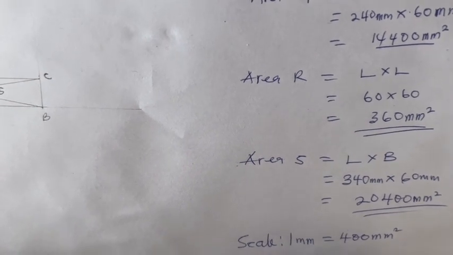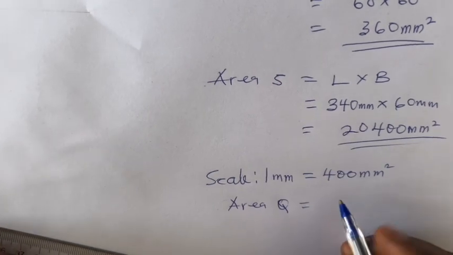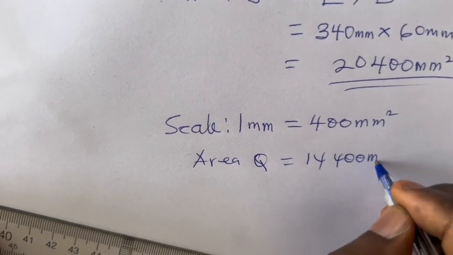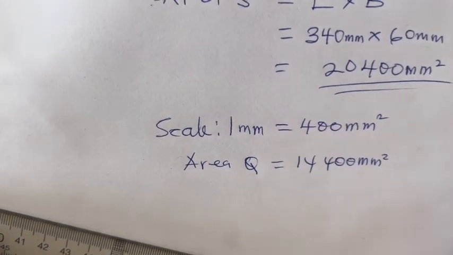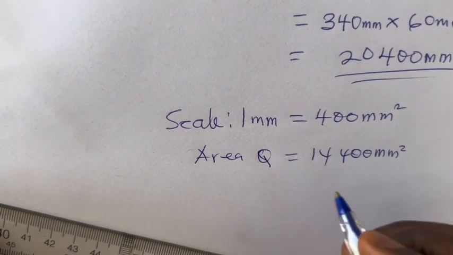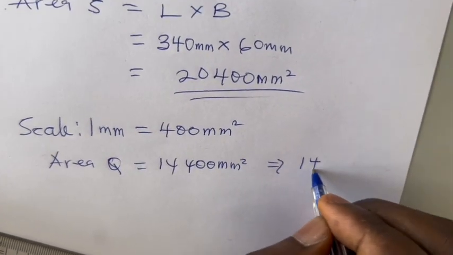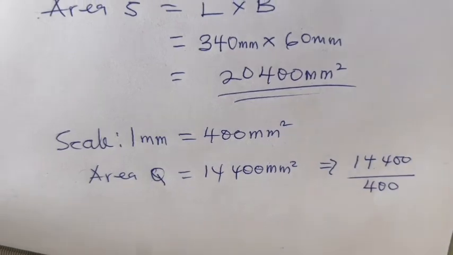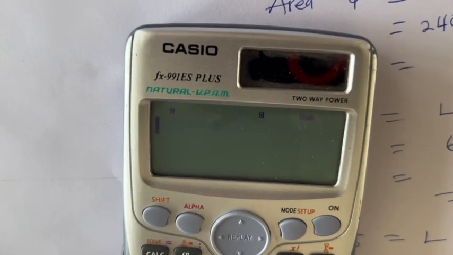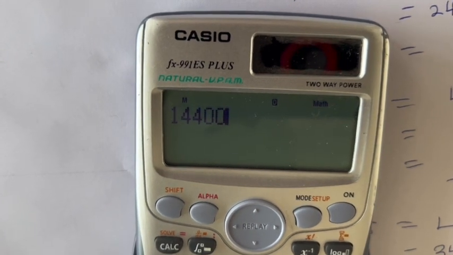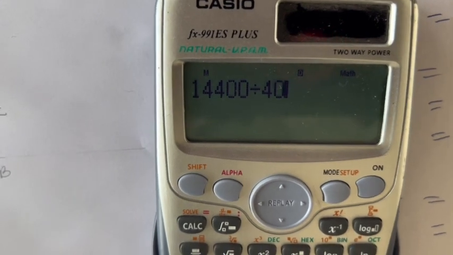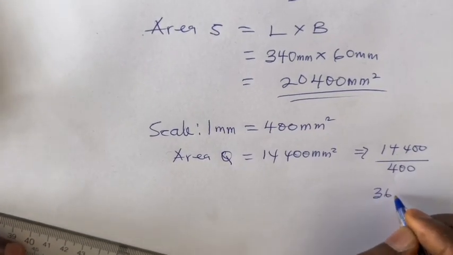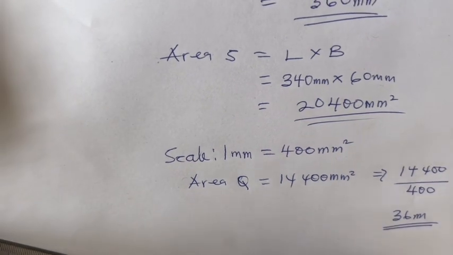So we have area Q, and that is equal to 14,400 millimeter square. So if we are comparing it to the scale that we have over here, this will imply that we will divide the 14,400 by 400, and with the help of our calculator, let's do that. So 14,400 divided by 400, and that is giving us 36. So now we have 36 mm. That is the first part of it.